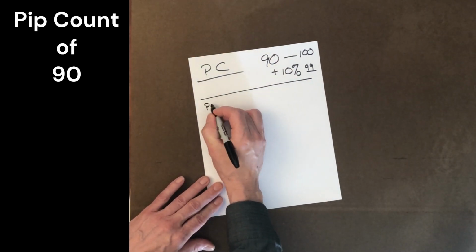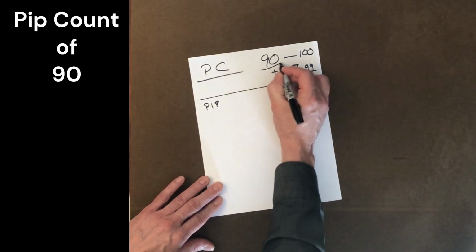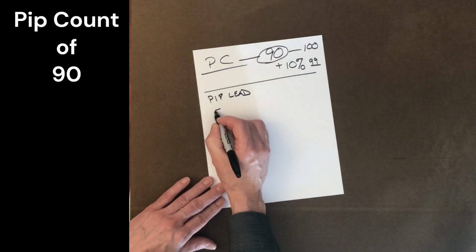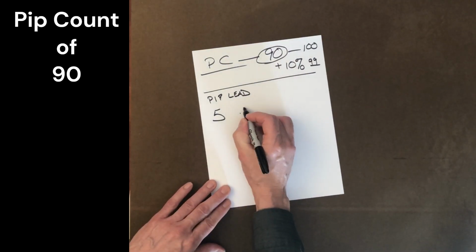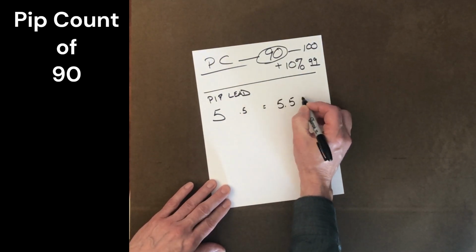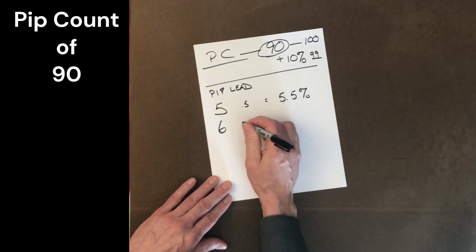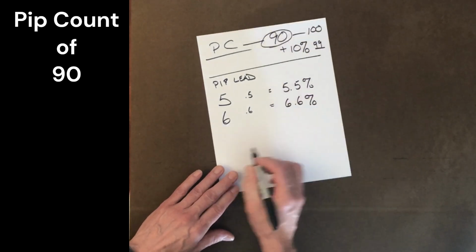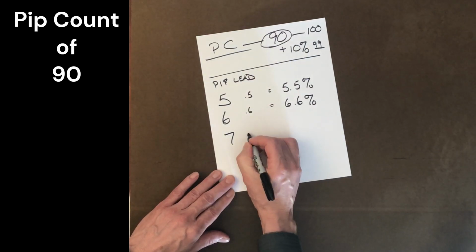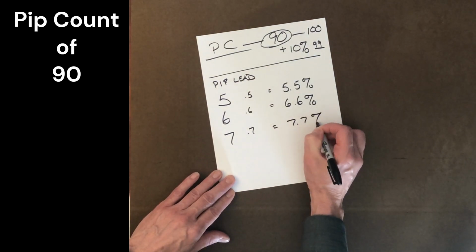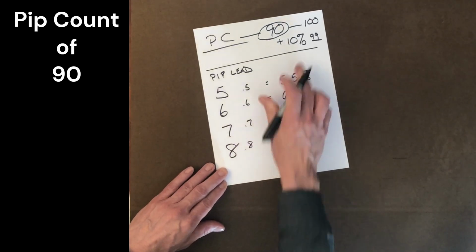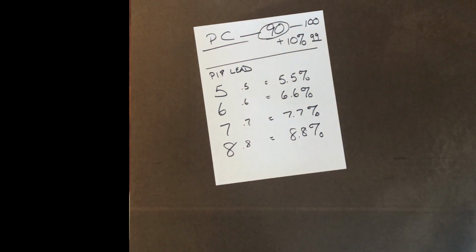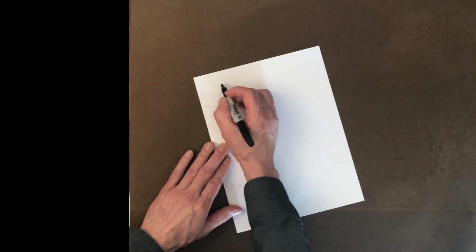So we have a pip lead with our pip count at 90, of 5 plus 10%, 5.5%. Pip lead of 6 plus 10%, that's our method, 6.6%. Pip lead of 7, our pip count's 90, 7.7%. Pip lead of 8, 0.8's our 10%, 8.8%. Look how fast we're doing this math. Next one.